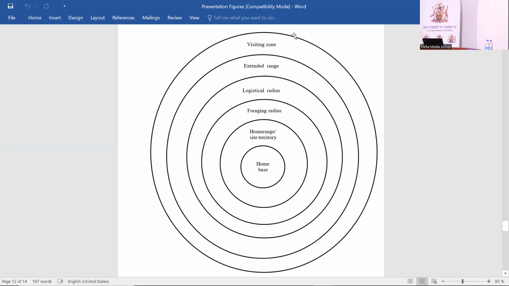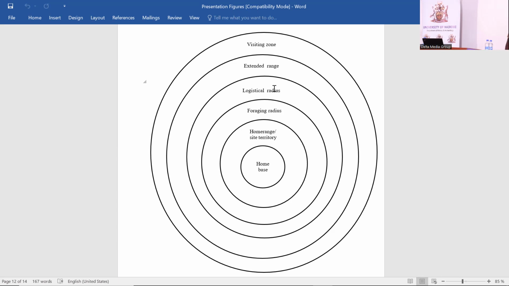The foraging radius is a place where people will go for resources, because I don't want to read what is here. Let me just summarize. And at least spend a night. They have to spend a night there before they come back the following day. The logistical radius is also another area where people will spend more time, even more than a day, to get those resources. And that means that the people who move from the home base must also take care of their subsistence. What are they going to eat there?